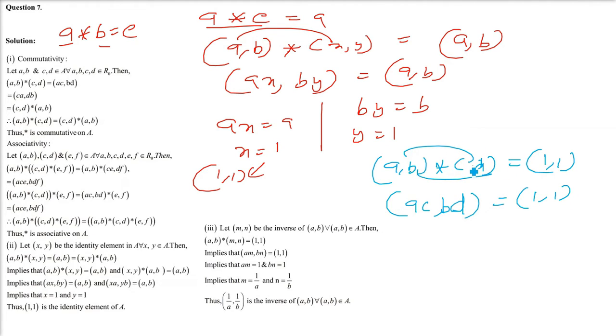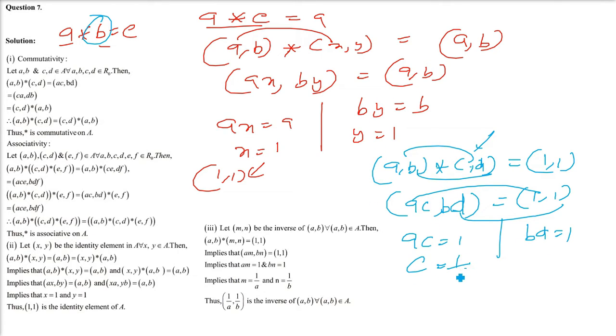Now you equate. We equate AC should be equal to 1 and BD should be equal to 1. And since C D is our inverse, we need to find out C D from here. So C will be what? 1 by A, and then we have this D we have to find out. So D will be equal to 1 by B. So 1 by A and 1 by B, this is the inverse of A B for all A B belonging to that set A.